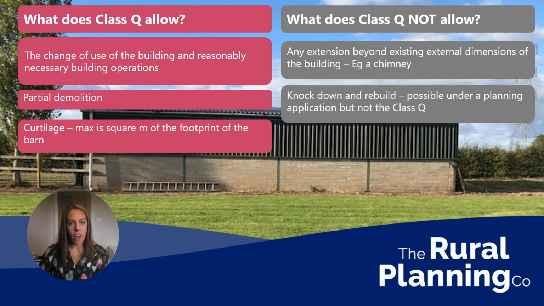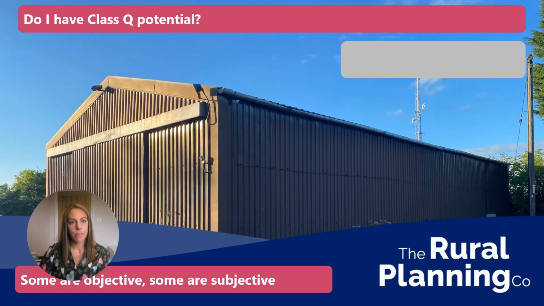The other thing that you can't do is knock down and rebuild, again, through the Class Q. It's not to say that we can't do it, and I do actually cover this in the supersede section at the end, but through the Class Q, you have positively got to be shown to be converting the building, not knocking it down and replacing it.